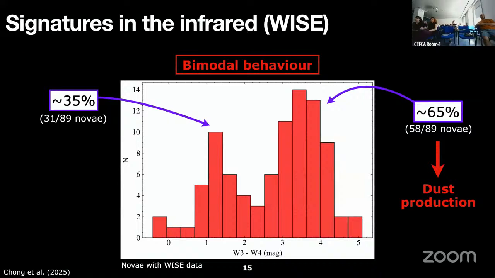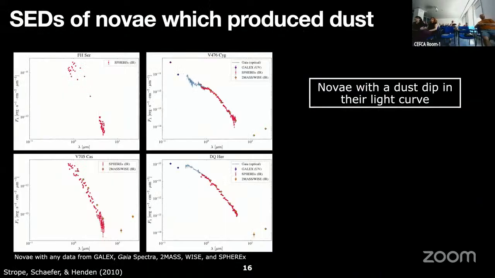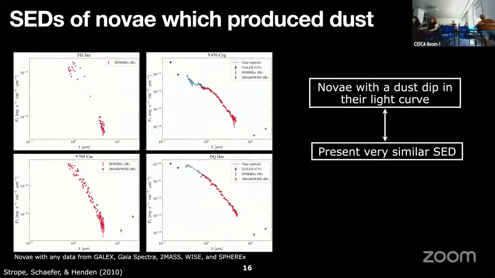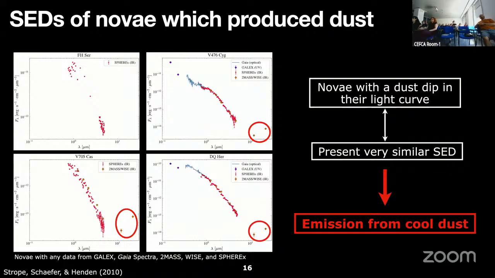And relating to this, we decided to plot the SEDs of individual novae that are classified as having a dust dip in their light curve. We see that their SEDs are very similar, but what's more important is that they show these bumps, these rises in the far infrared, which confirms completely that this is the emission of cool dust.